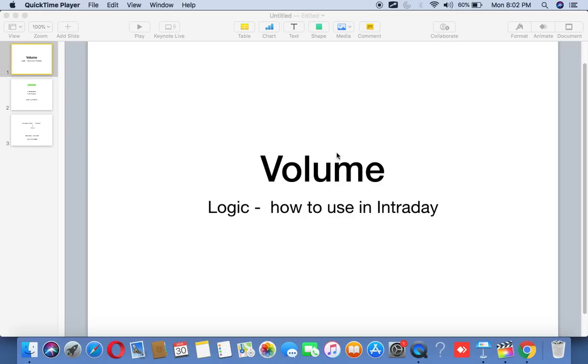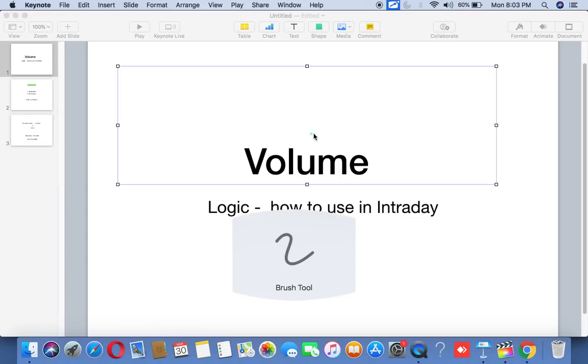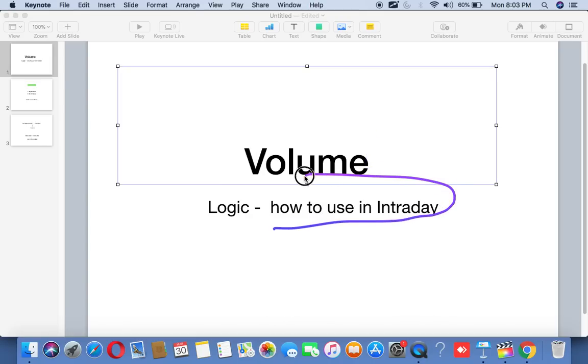And today we are going to discuss the concept of volume. So, what is volume? What is the logic behind it, so that all the beginners understand this term? And a small tip on how to use it in intraday, so that we can choose better stocks than the bad stocks.